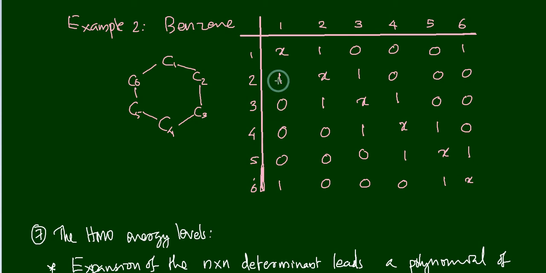When you come to fill up here, 2 and 1 are connected, so it's 1. 2 and 3 are connected, so it's 1. All other elements are 0. Here 2 and 6 are not connected, so it should be 0.